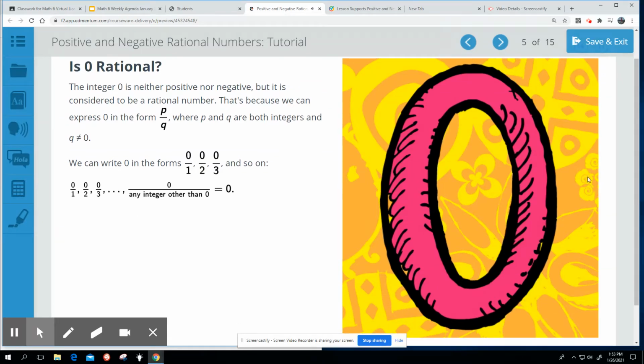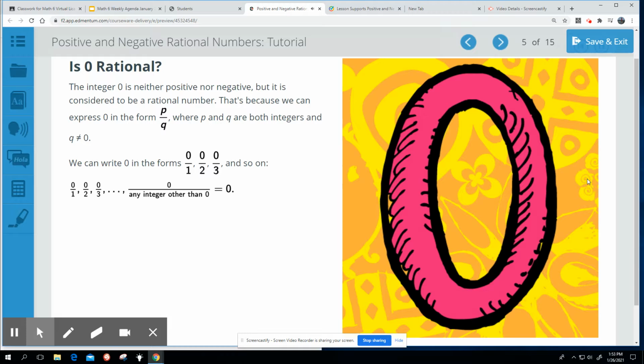Is 0 rational? The integer 0 is neither positive nor negative, but it is considered to be a rational number. That's because we can express 0 in the form p over q, where p and q are both integers and q does not equal 0.